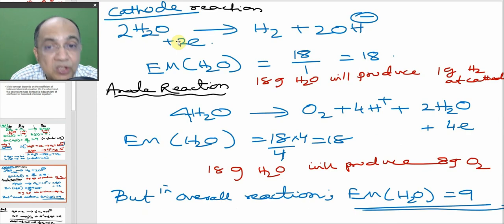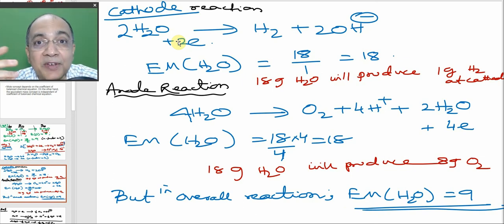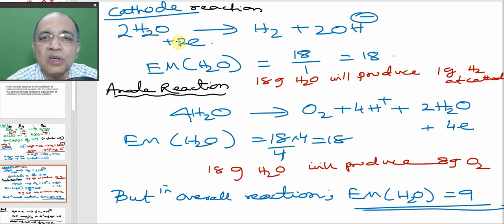But if you look at the individual cathode and anode reactions, of course nobody bothers about that. Nobody bothers about a half reaction, a half cell reaction. It's not a half cell reaction, it is a cathode reaction. It's non-spontaneous, it's not a spontaneous one. So nobody bothers about a cathode reaction or anode reaction, but for just a higher level thinking, we are discussing that supposing you will be asked what will be the equivalent mass of water at the cathode, at the anode, it will be 18 each, but for the overall reaction, the equivalent mass of water is 9, the n factor is 2.